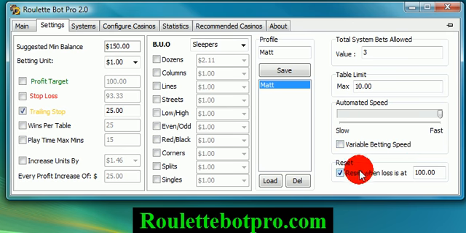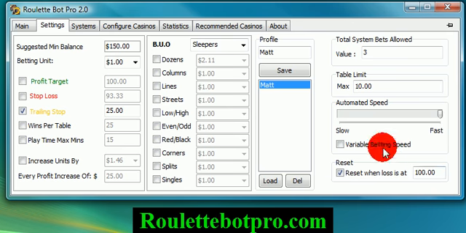Also, the reset when loss is at feature is not available for sports.com casino. The reason being is there's no clear bets button, so the program cannot clear any bets that are left on the table once you've reached your number right here. So if it was going to start over betting, there would still be bets left on the table and it would mess up your balance. So just keep that in mind.